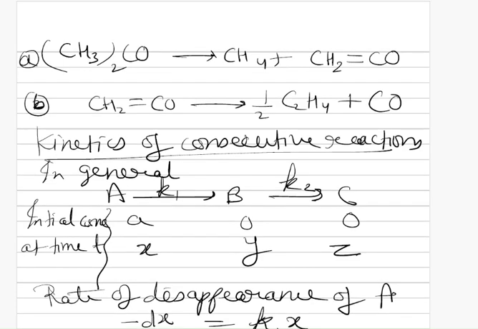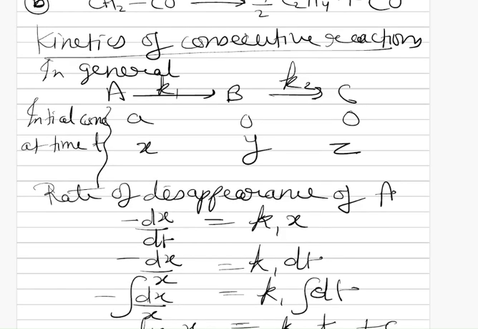Now, kinetics of the consecutive reactions. In general, A gives B and B gives C. If the rate constants are k1 and k2, then we can write the initial conditions as concentration of A is a, B is 0 and C is 0 initially. After time t, the reactant concentration is x, the intermediate concentration is y, and the concentration of C is z. So the rate of disappearance of A is −dx/dt = k1x, or −dx/x = k1 dt.